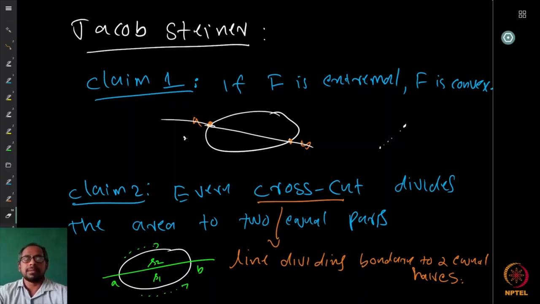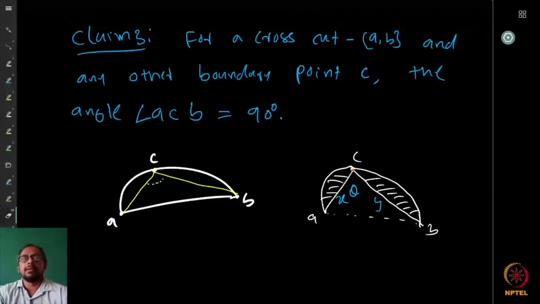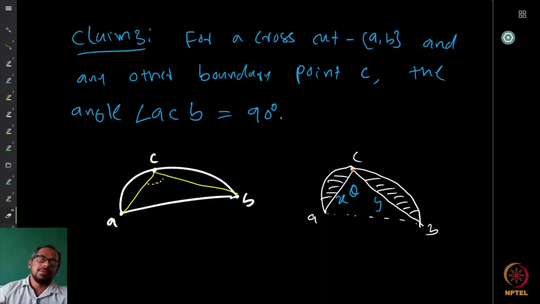But maybe there is no extremal figure. Maybe these properties are there for the circle, but that only says that all these properties must be there. What is the guarantee that there is an extremal figure? Maybe there is no extremal figure. Maybe there is no largest area. You can keep on making it small like that, or you can keep on making it larger. We don't know.